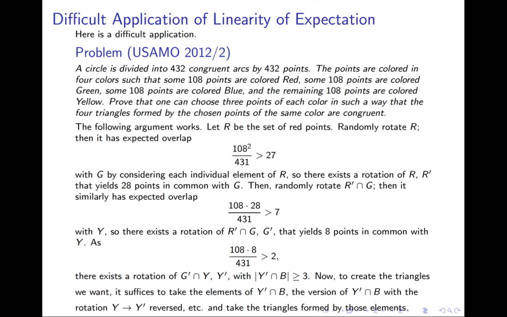And in particular, those 3 points are going to form a triangle, a completely yellow triangle. And now if we go back and undo all the rotations, each of them is going to give a triangle in one of the 4 colors. And since rotations preserve congruence, all these 4 triangles are going to be congruent to each other, but they're all going to be of different colors, which is exactly what we wanted.